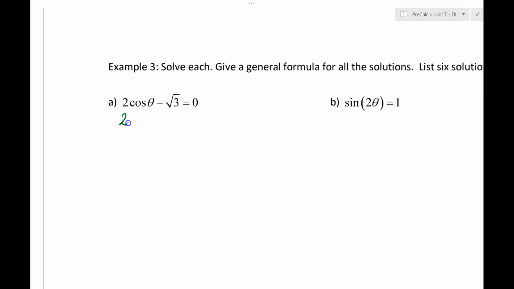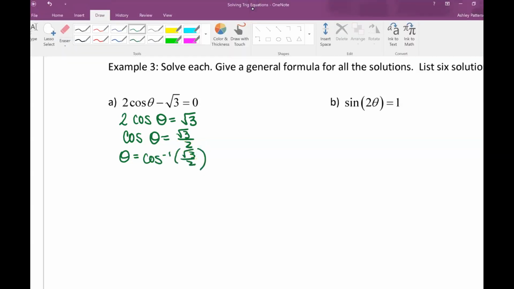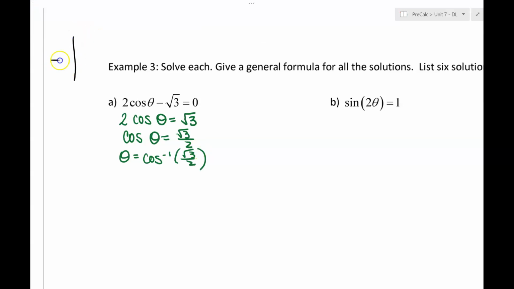Okay, well, first we have to solve. So I'm going to add rad 3 because I'm trying to get cosine of theta by itself, and then divide. So cosine of theta is equal to rad 3 over 2. We're solving for theta, so we're going to take the inverse, cosine inverse of rad 3 over 2. Remember ASTC. Okay, cosine is positive in the first and the fourth quadrant.